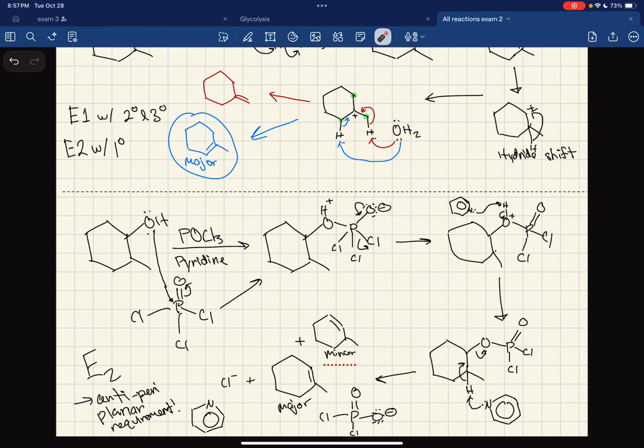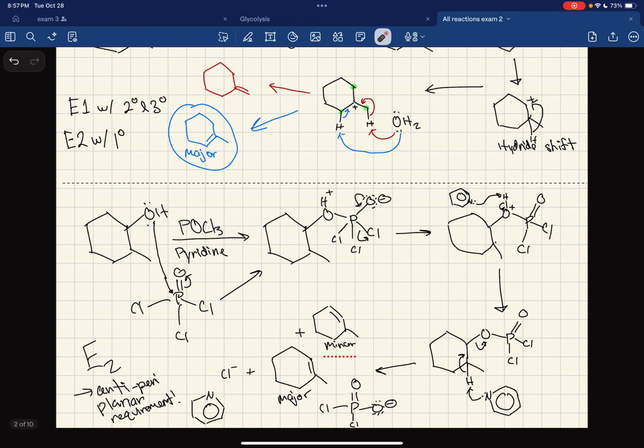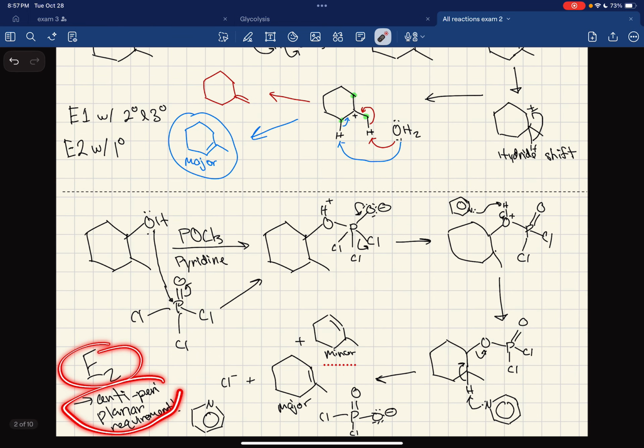In this case, the most stable product is going to be the major product. And the antiperiplanar requirement is still in force because it's E2. In an E2 elimination, this is always a requirement. So if I drew stereochemistry right here, they'd both have to be axial or opposite to each other. All right.